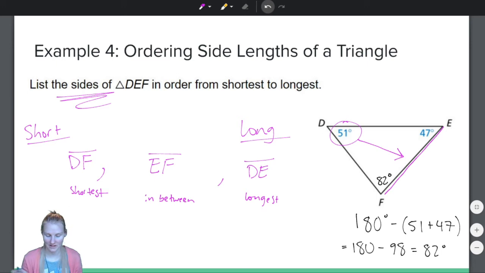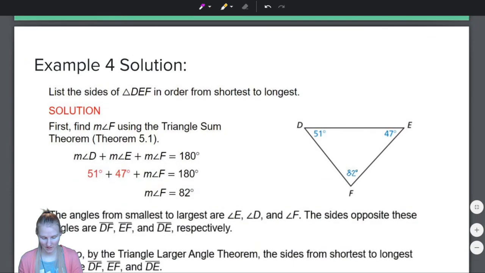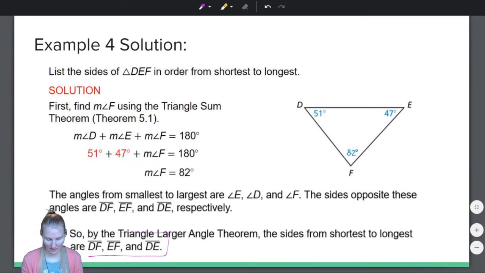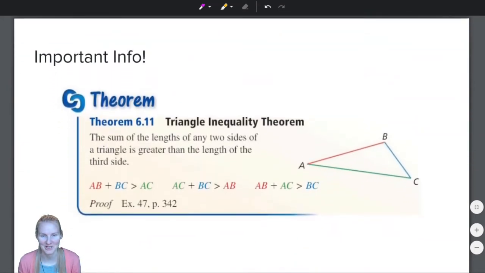So if we want to list them in order, DF is the shortest, EF is a little bit longer, but DE is the longest. There you go. Let's check and see if we were correct. DF, EF, and DE, by the Triangle Larger Angle Theorem. Woohoo! Okay, now it is time to move on to the Triangle Inequality Theorem.